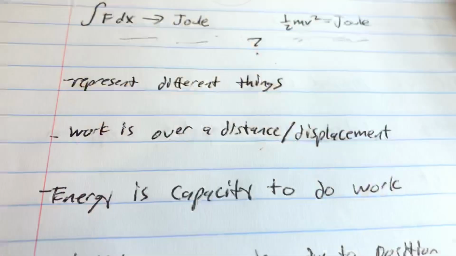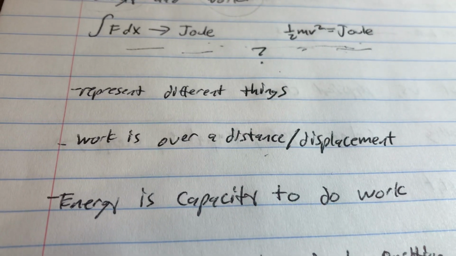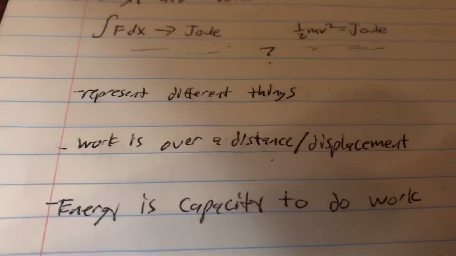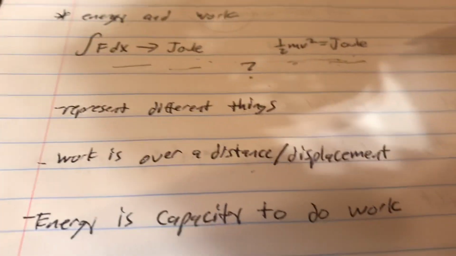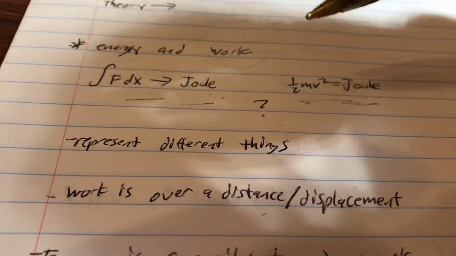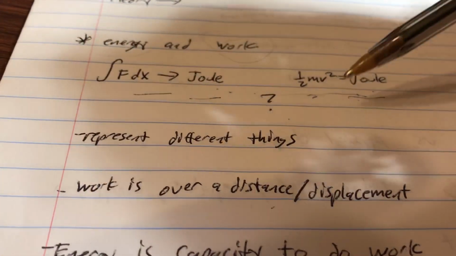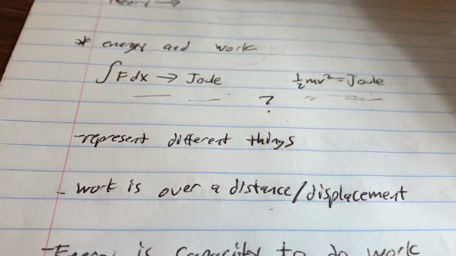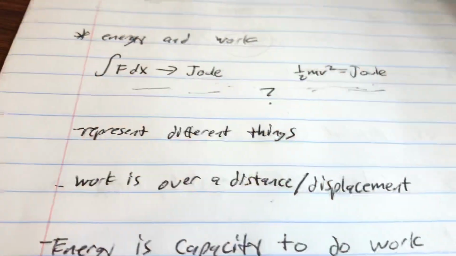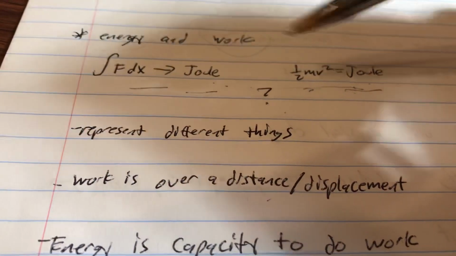Or in kinetic energy, which is the energy of motion, kinetic energy definitely has the capacity to move something. And work is just something moved, how many joules did it take to move, or how many joules will it take to move this object. Things like that.